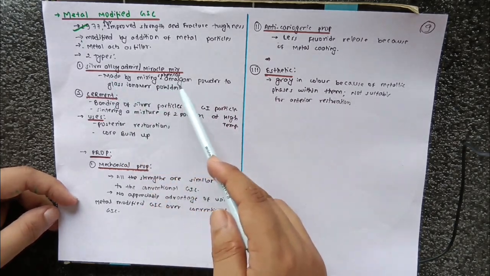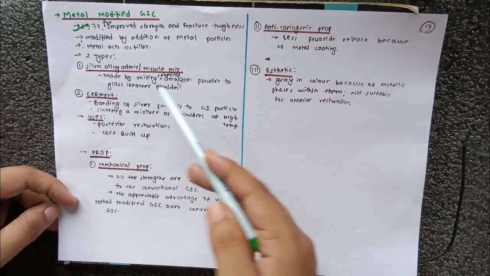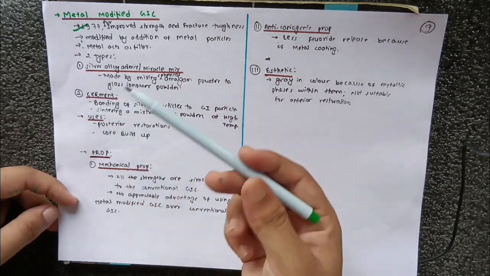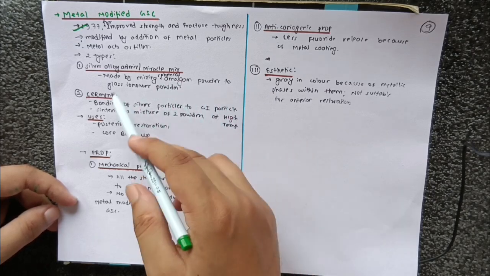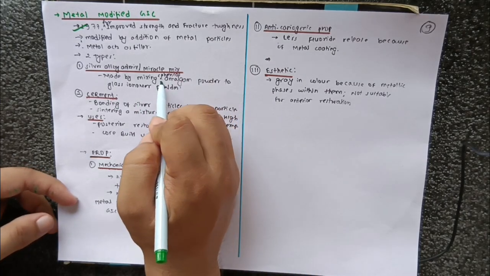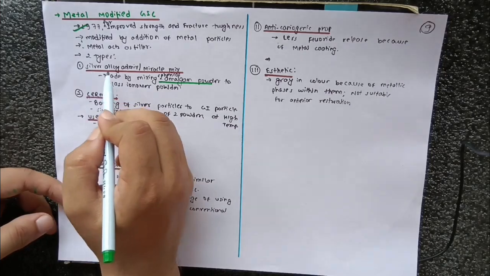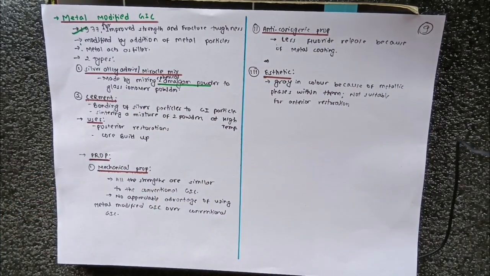Spherical amalgam means silver and mercury; silver and mercury is amalgam. So spherical amalgam powder is added to the glass ionomer powder. You should remember this: spherical amalgam powder, silver alloy admix. These are very important terms.